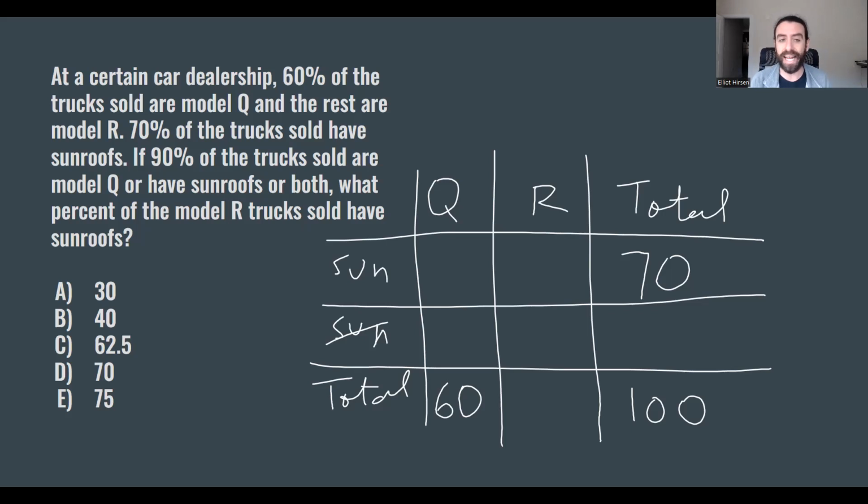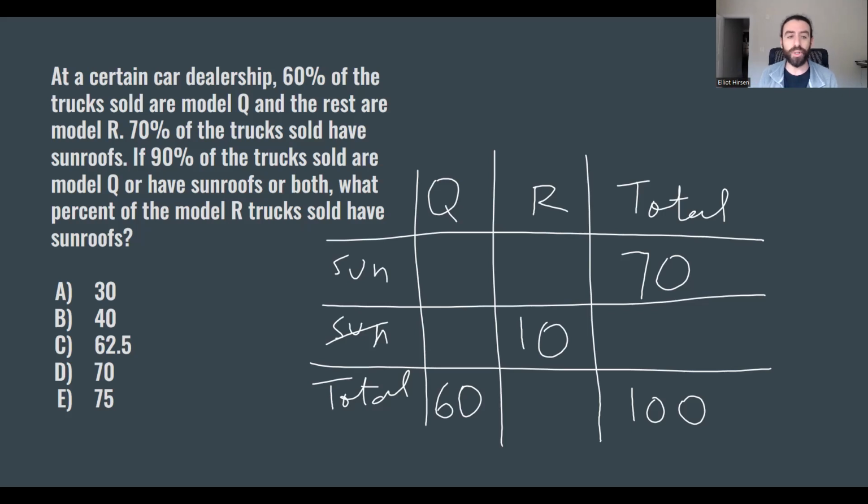I can't write that 90 right in, but the leftover 10% I know is going to be the trucks that are neither Model Q nor have sunroofs. In other words, the ones that don't have sunroofs and our Model R is the leftover 10%, and that does fit just into one of our boxes in the table. Feel pretty good about that?